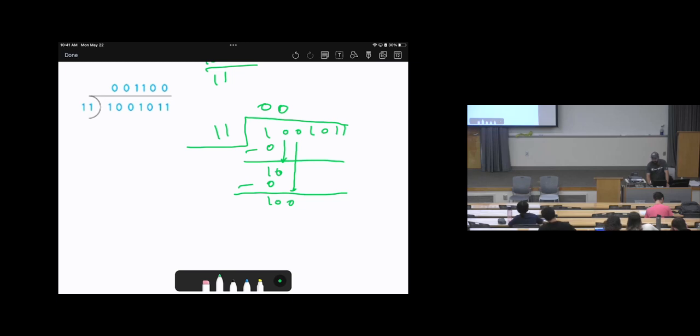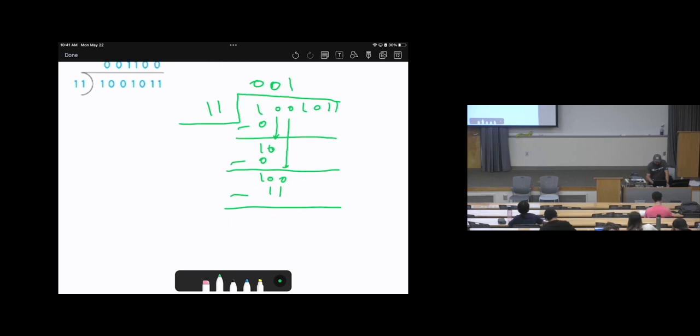100 divided by 11. 100 is more than 11, so put 1. 1 times 11 is 11. Subtract: 100 minus 11 is what? It's 1, because 100 minus 11 is 1 in binary. Remember, we are in binary. Then bring down this one. 11 divided by 11 is 1.